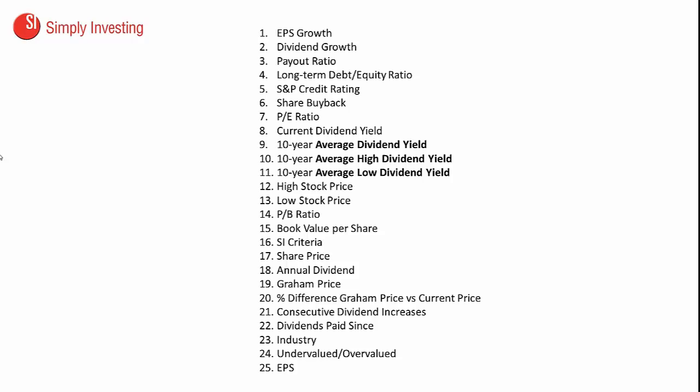In addition to that, you can see on the screen here, there are 25 metrics in total that we are tracking every month for 110 stocks. This is the critical stuff that you want to look at, the most important stuff to help you decide whether or not you want to make an investment. Everything else is just noise.